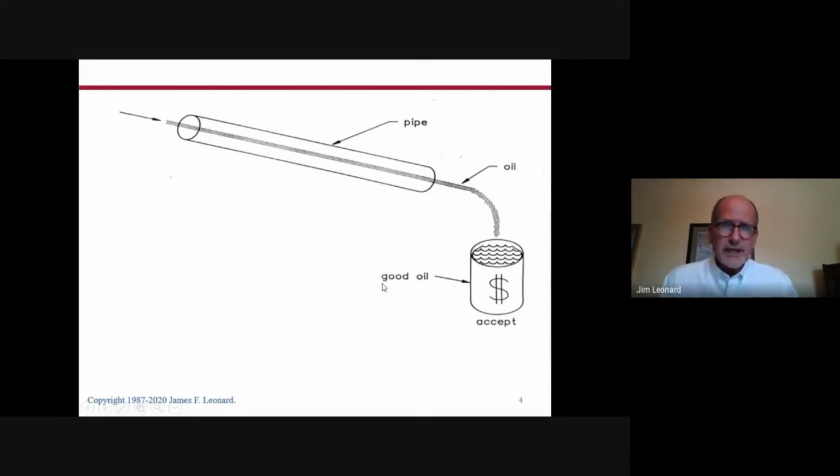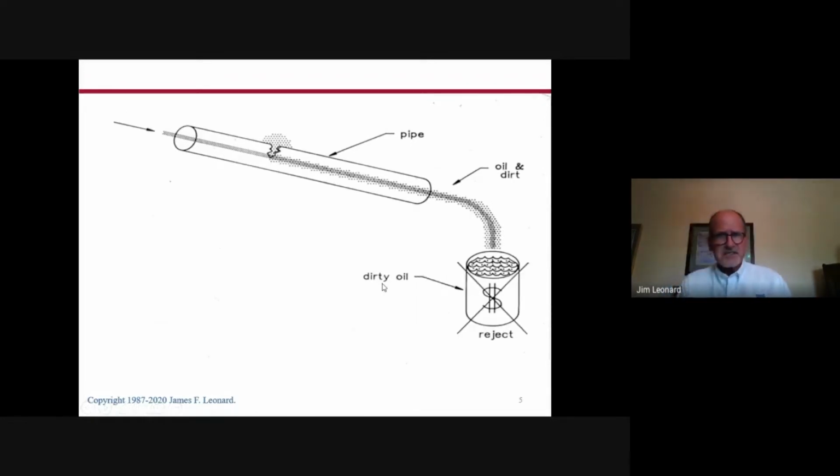A couple of weeks later, out in the middle of the desert, the pipe cracks. Dirt, sand, contaminants get into the oil. From our product quality focus, we achieve organization-wide consensus. We have a product quality problem: dirty oil.